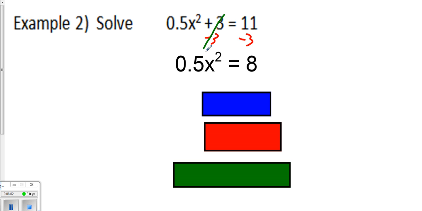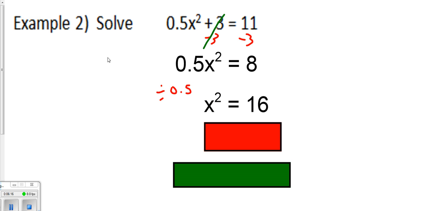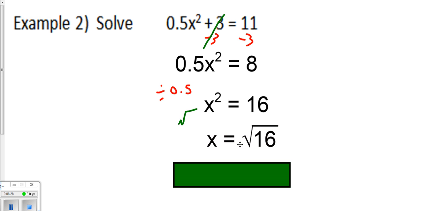Now, to isolate our x squared term, we need to divide both sides by 0.5. Right now, our x squared is being multiplied by 0.5, so we divide both sides by 0.5, and we get x squared equals 16. Now, to get x alone, as before, we take the square root of both sides, leaving us with x equals the square root of 16.